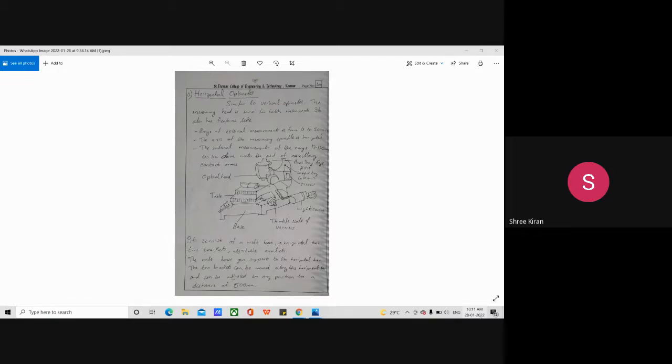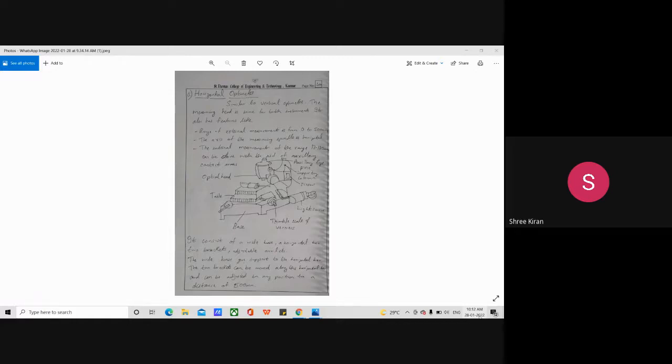Then it mainly consists of a wide base, a horizontal bar, two brackets, an adjustable anvil, etc. That's what happens in the case of a horizontal optimeter.